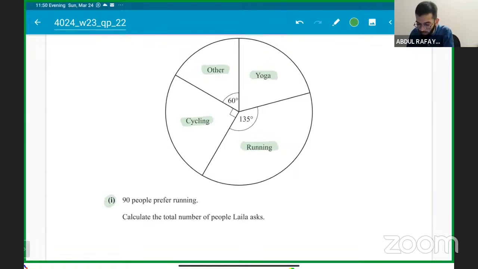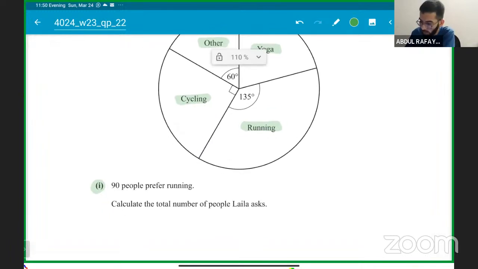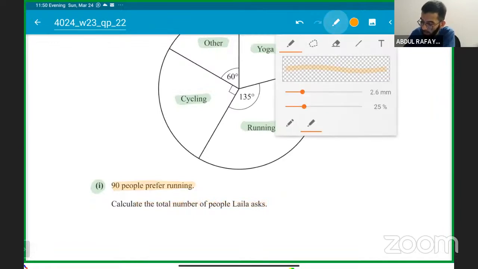Okay. So always remember everything. If you understand the ratios, if you have judged what ratio goes against a value, everything is easy. Vectors have ratios, pie charts have ratios, everything has ratios. Even if you choose any other subject, ratios help you there too. If you work out with ratios, 90 people prefer running. So we have 90 people preferring running. So this is the number of people.